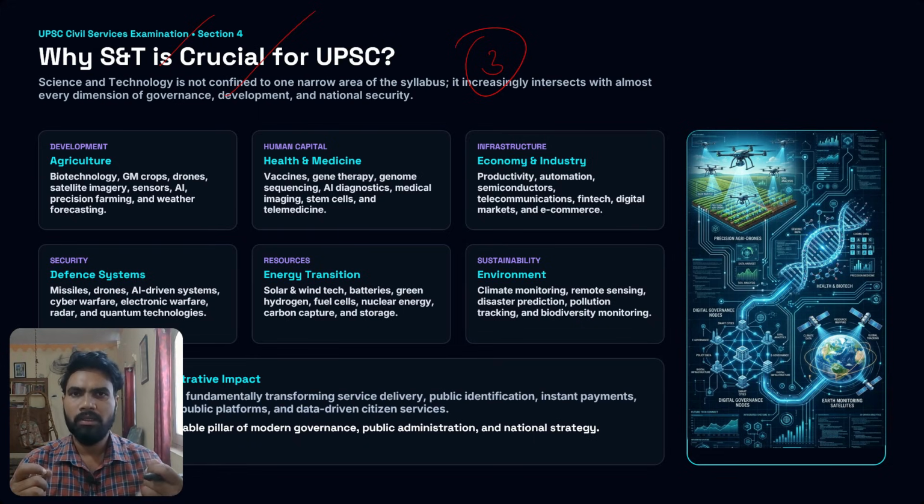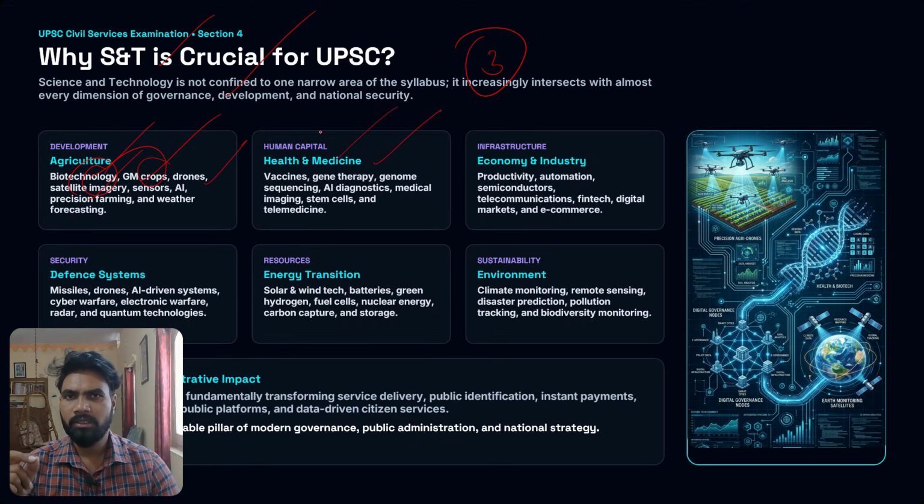Right. So why is science and technology crucial for UPSC? Science and technology is not just a secluded subject, not a narrow area of the syllabus. It spreads over several other subjects that are very important from the point of view of examination. What are the areas where it overlaps? Agriculture. As part of agriculture, you will study biotechnology, GM crops, drones, satellite imagery, sensors, etc. There, you are studying technology.